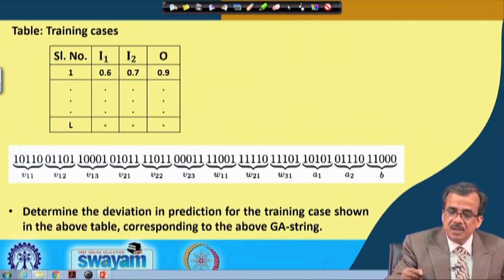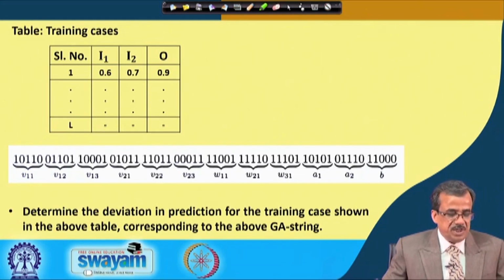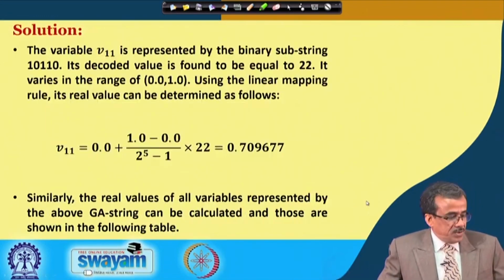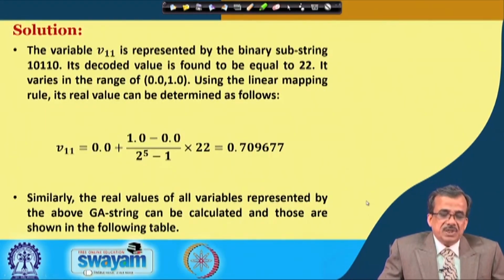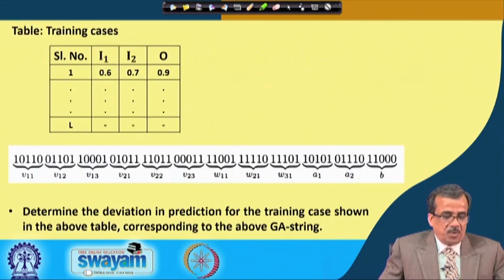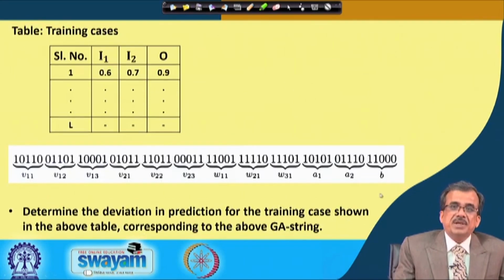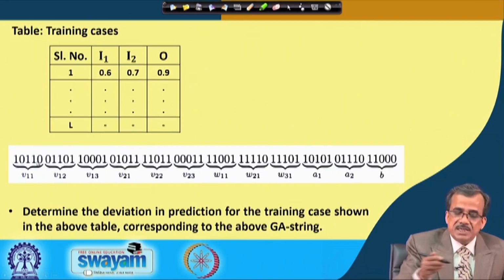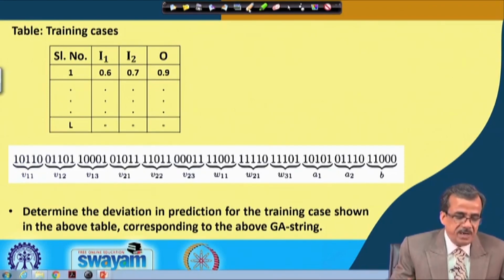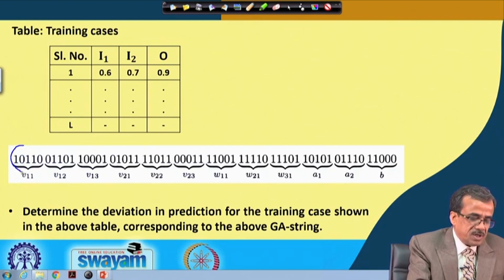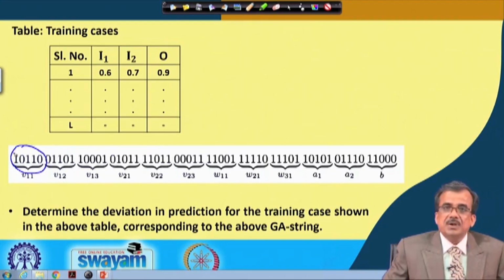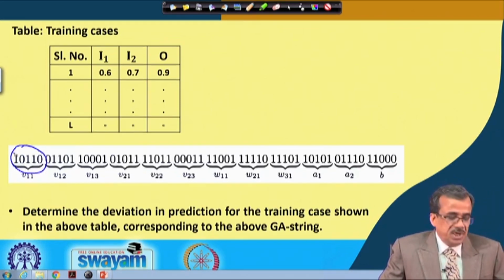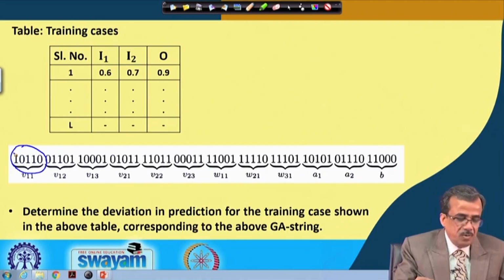So, that is the deviation in prediction. Now, to determine the deviation in prediction, the first thing you will have to do is find out the decoded value corresponding to this particular GA string. For example, say I want to find out the decoded value corresponding to these 5 bits which are used to represent V11.